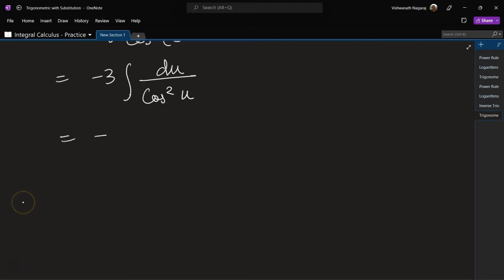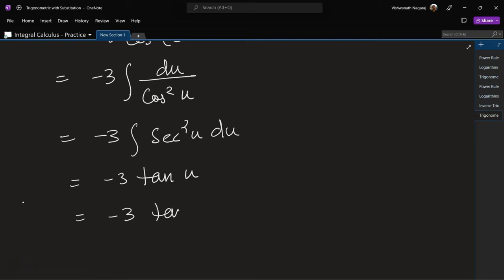Now, don't get into too many complications. Let's bring cos square u to the numerator. This becomes sec square u du. And we know that sec square is the derivative of tan. So tan u, which becomes minus 3 tan of e to the power of x minus 1 plus k.